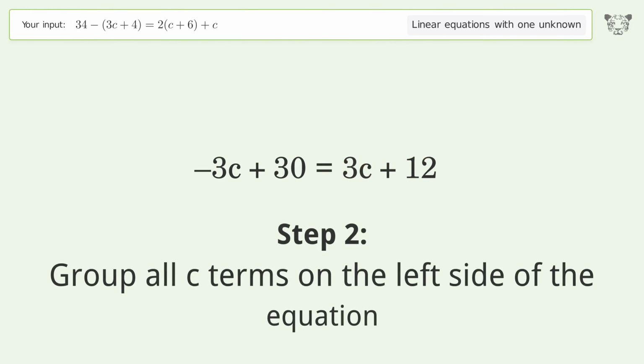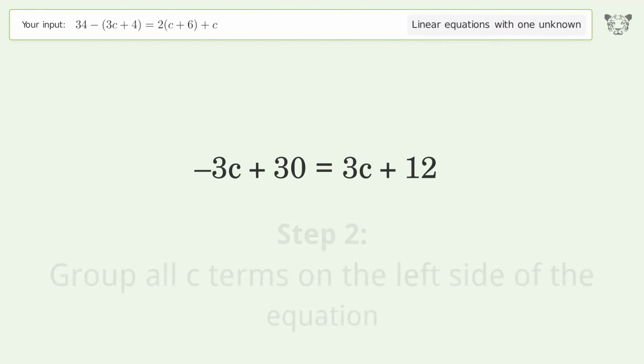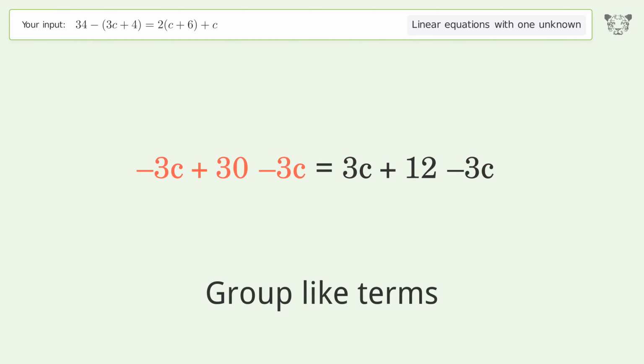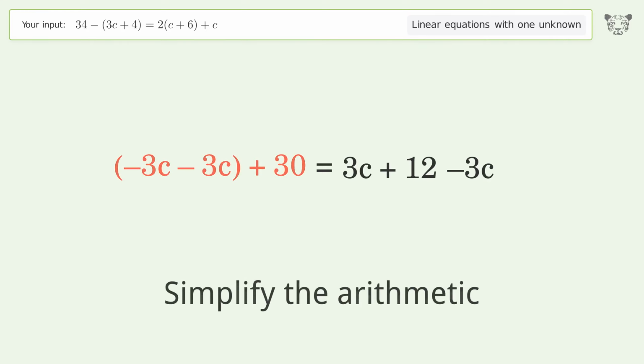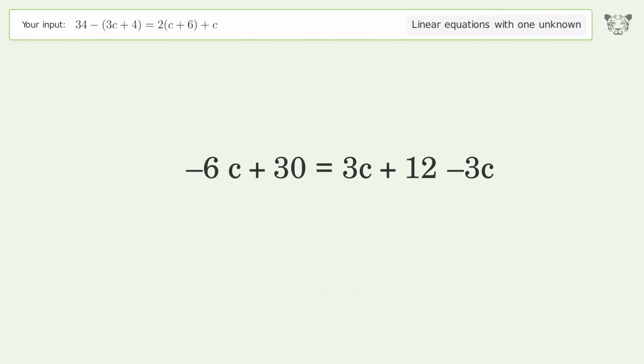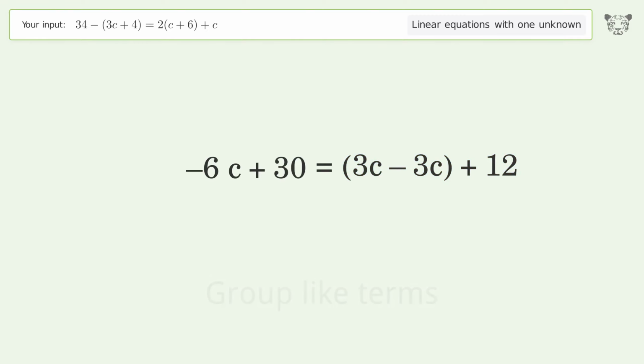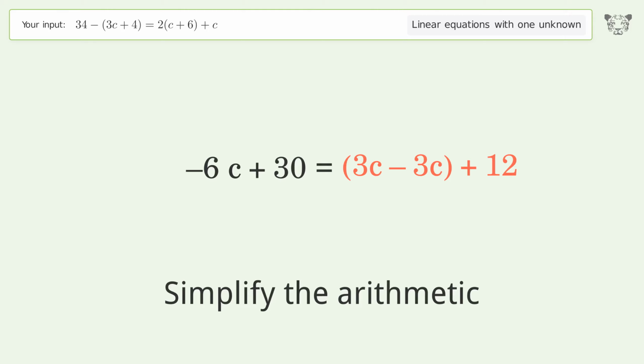Group all c terms on the left side of the equation. Subtract 3c from both sides. Group like terms. Simplify the arithmetic. Group like terms. Simplify the arithmetic.